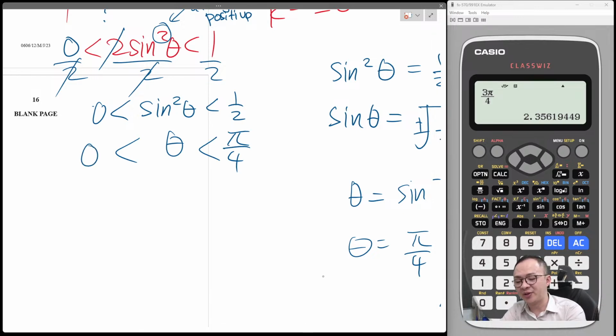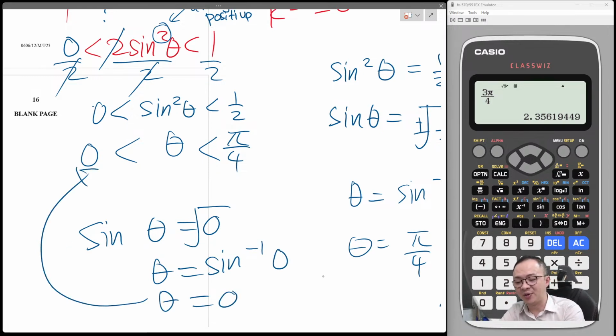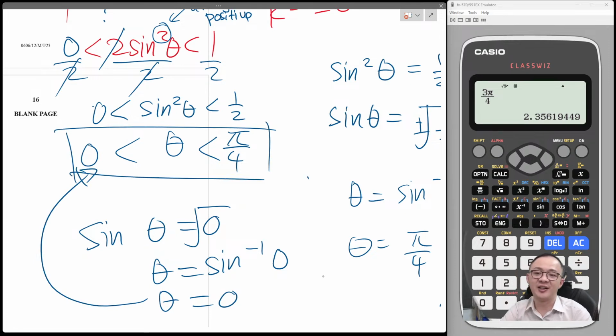This one will still be 0. Because inverse, if it's sine square theta equals to 0, then you can square root the 0. You can square root the 0. You still get 0. Plus minus 0 is still 0. Then you inverse sine 0, it's still 0. So this is a reason why here remain a 0. And this one is the final answer.